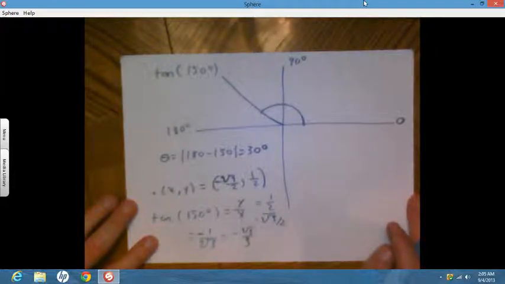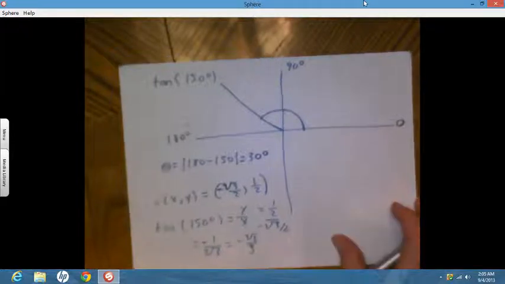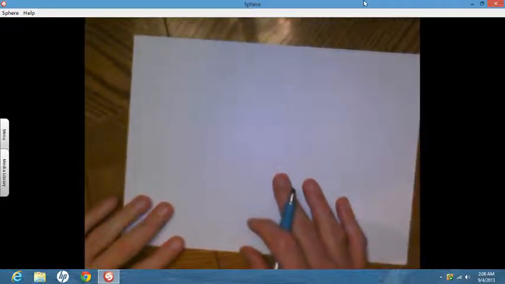All right. And I'm going to do another example from here. Now the next example I'm going to do is just slightly different. I'm going to do a negative angle, and the negatives work the same way. Suppose I want to find the cosine of negative 60.